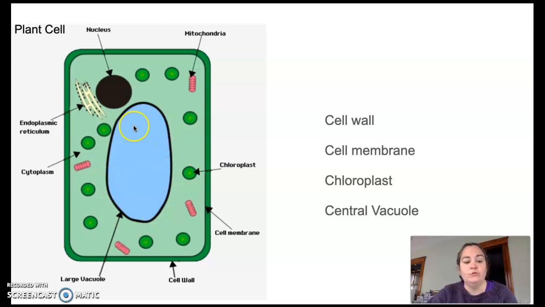Lastly is our large central vacuole. This should be full of water most of the time, and it's really pressing everything up against the edges of the cell to keep it nice and stiff. The trick is, though, if in low water conditions, this starts to shrink and the cell can get really floppy, and that's where the cell wall will come in.